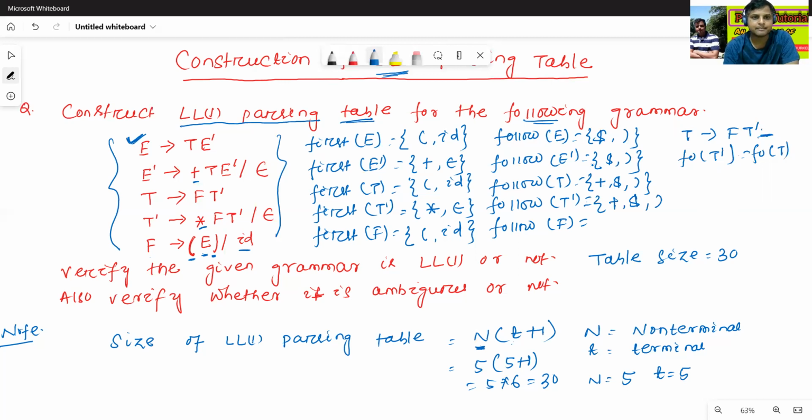Now we'll see where T prime is. This is the second production, T prime → star F T prime. There is nothing on the right side of T prime, so follow of T prime equals follow of T. Follow of T prime is plus, $ and close bracket. Now I'm erasing here.